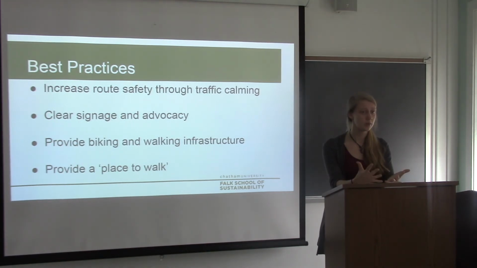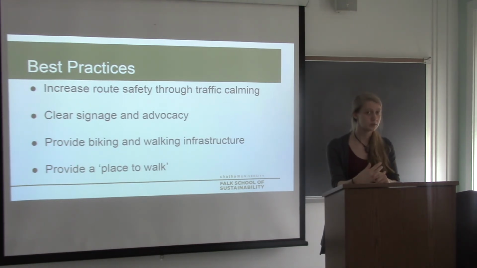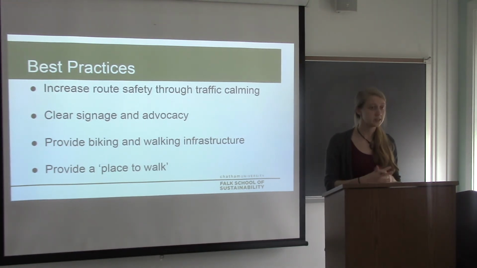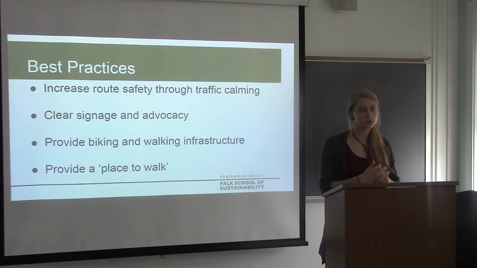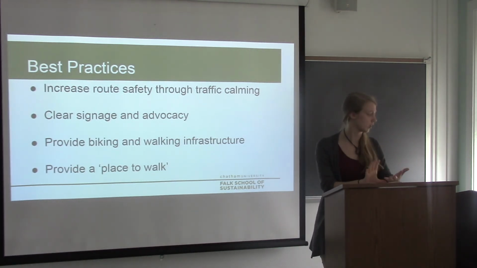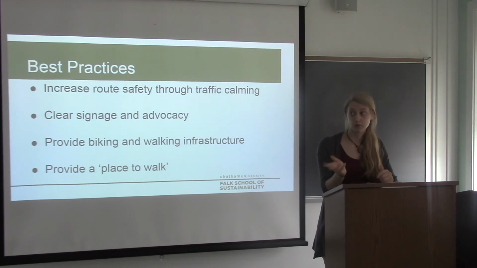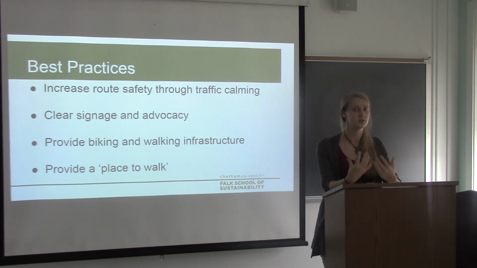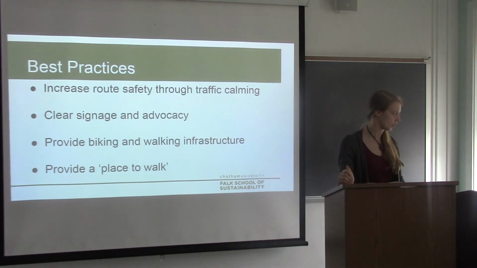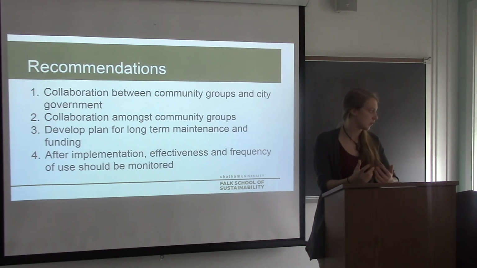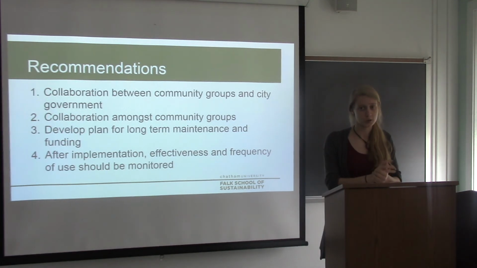Increased route safety through traffic calming has been known to increase walkability and bikeability in the community. Traffic calming can be done by narrowing lanes through implementing bike lanes or widening sidewalks. Clear signage and advocacy so that people know where they can go within the corridor. Provide biking and walking infrastructure, so those bike racks that aren't there, the better sidewalks, that kind of stuff. And then provide a place to walk or a place to bike. This is something that Phoebe touched on with her beautification recommendations. Making a site interesting or useful to a person is really key to getting them to bike and walk in the area.